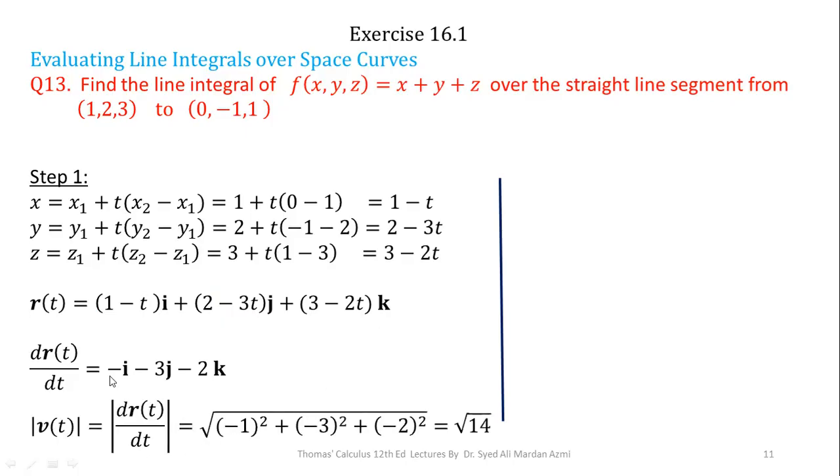So v of t mod is square root of i coefficient square plus j coefficient square plus k coefficient square. So the value of v of t mod is square root of 14. This completes step number 1. We have calculated v of t mod.